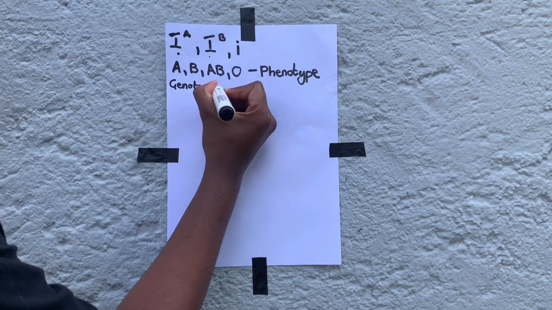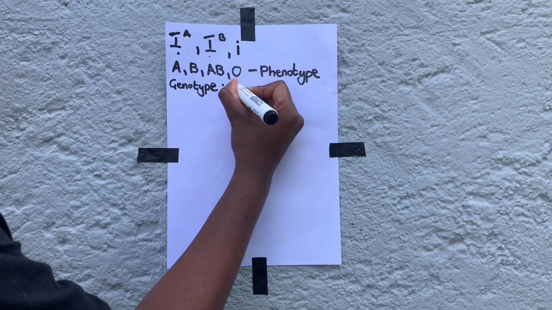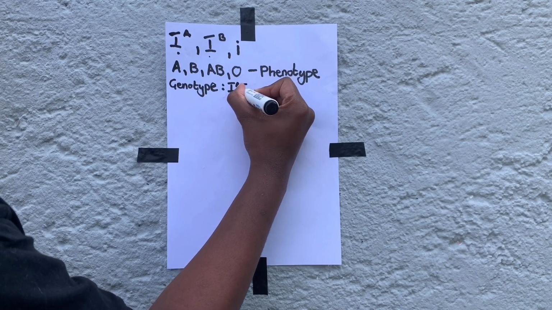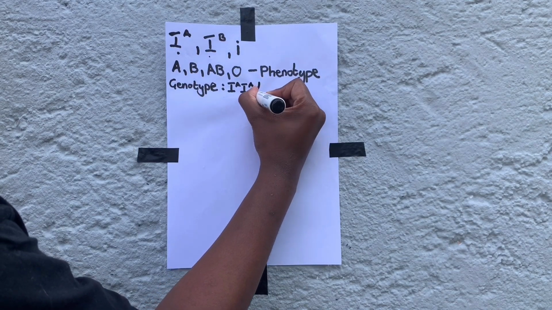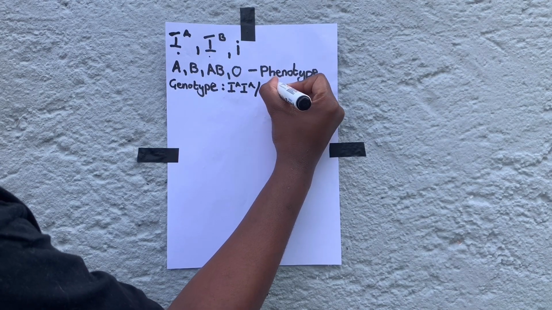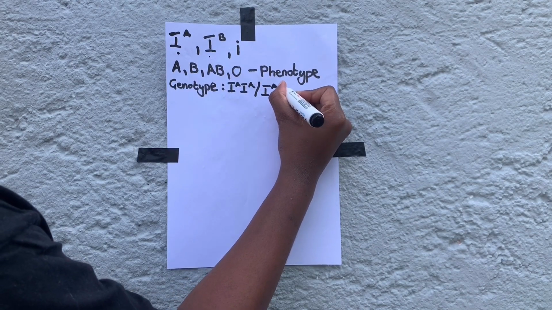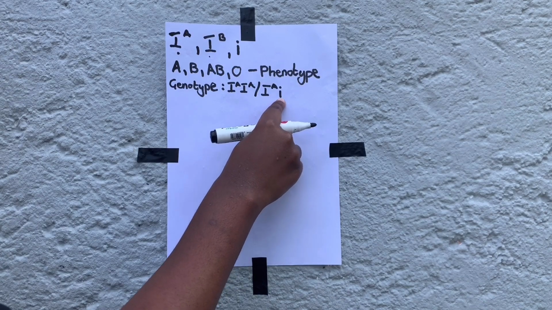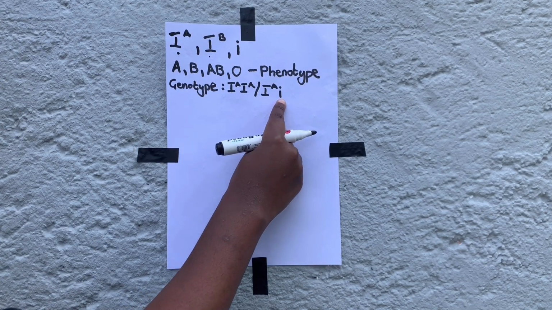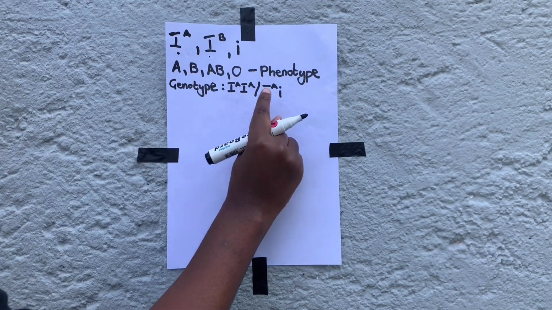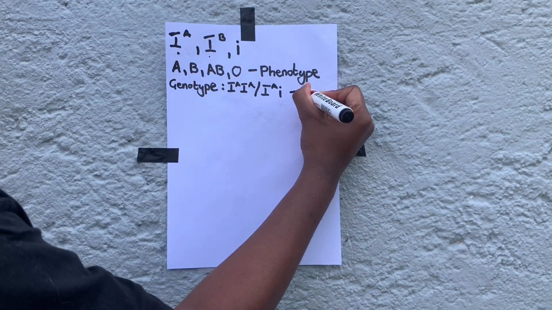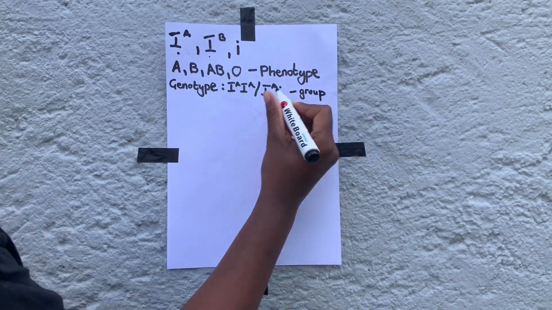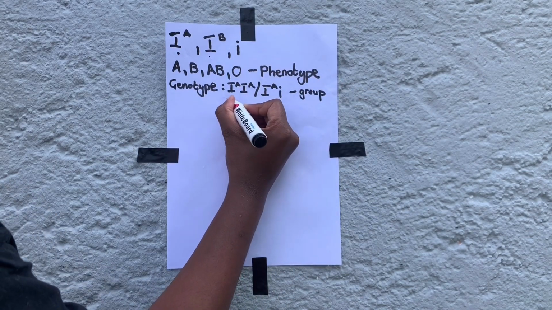So the genotype for someone with blood group A can either be homozygous or heterozygous with the recessive allele. Remember, because it is recessive, it is not expressed in the phenotype. So this could be a genotype for someone with blood group A. And same thing with blood group B.